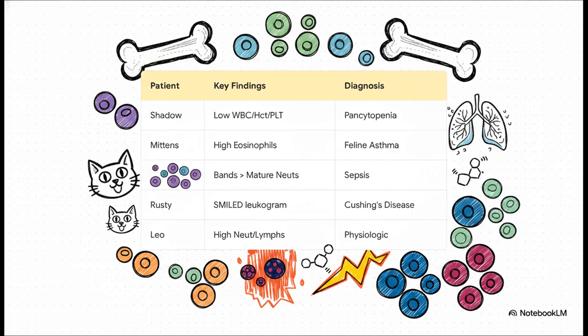Now look closely at Duke, Case 8. He has low mature neutrophils but high bands. In fact, the bands actually outnumber the mature cells. That is what we call a degenerative left shift, and it diagnoses overwhelming sepsis.